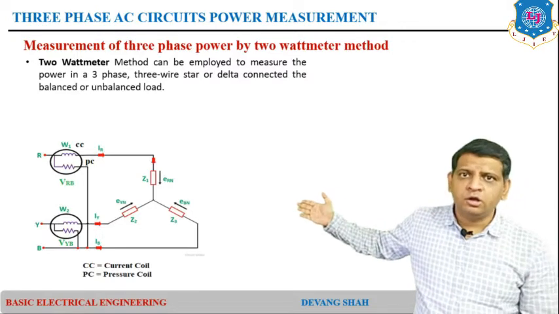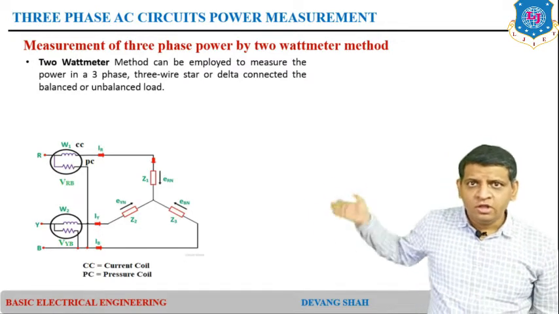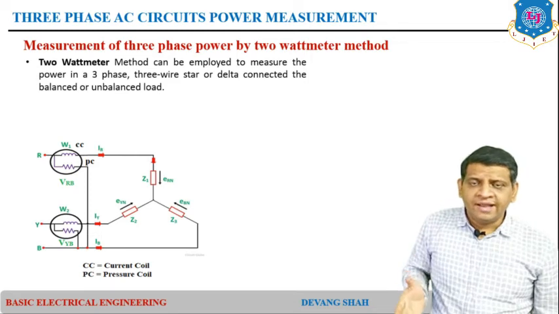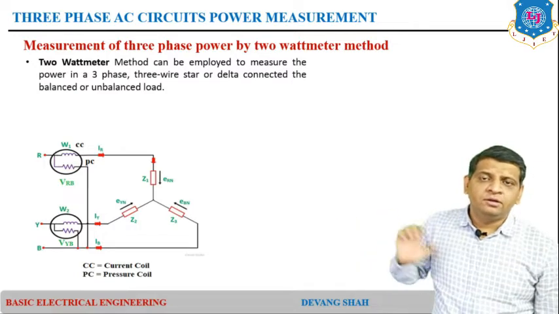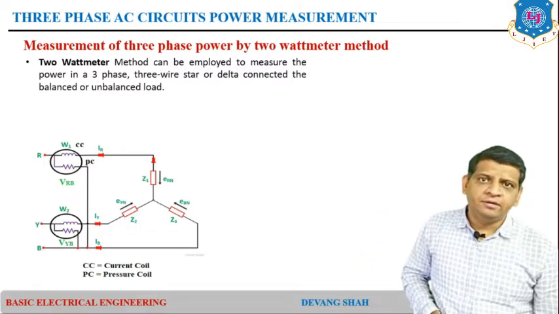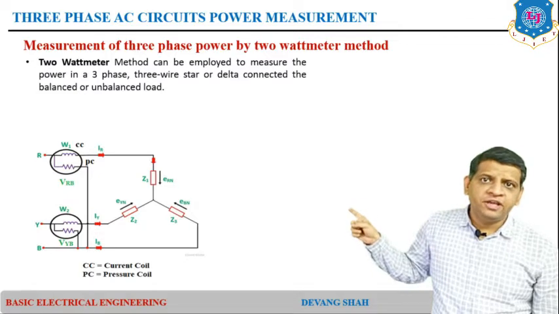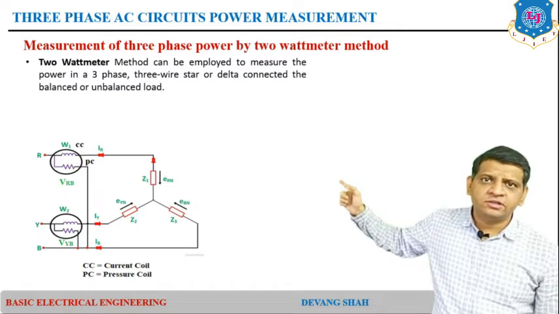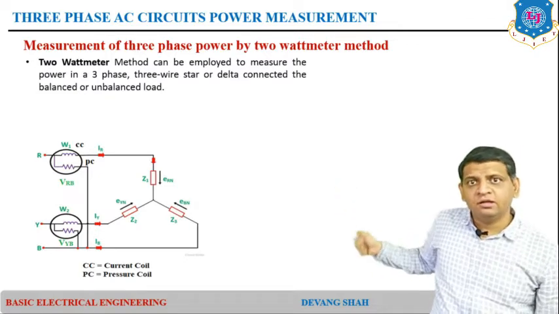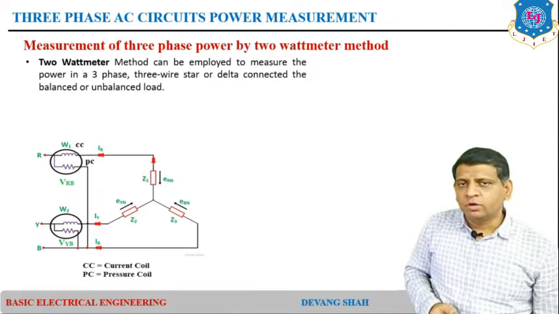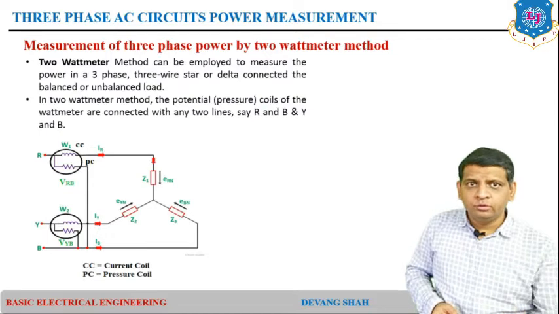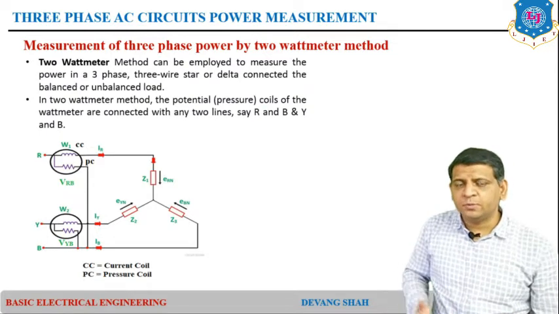W1 has 2 components. One component is called the current coil, another one is called the pressure coil. So for W1, the current IR passes through the current coil, and the voltage across the pressure coil of W1 is VRB. Here one end of the pressure coil is connected to the red phase and the other end is connected to the blue phase, which is left without any wattmeter. Same way for W2, so you can easily find this particular equation.